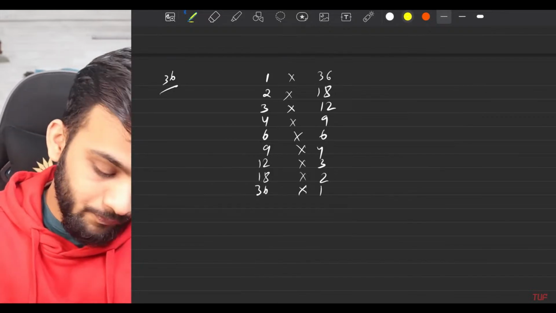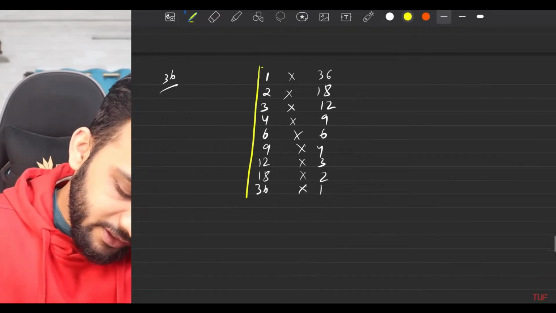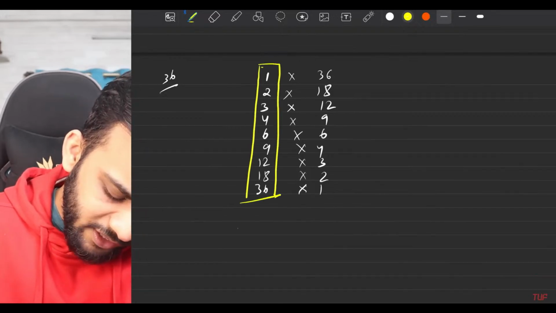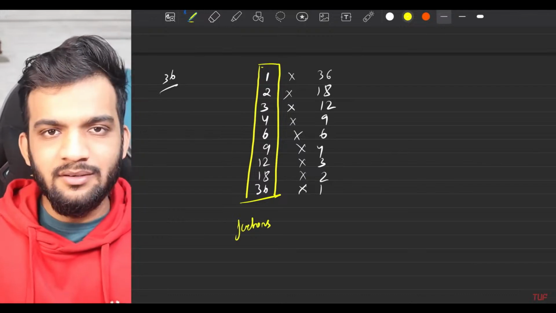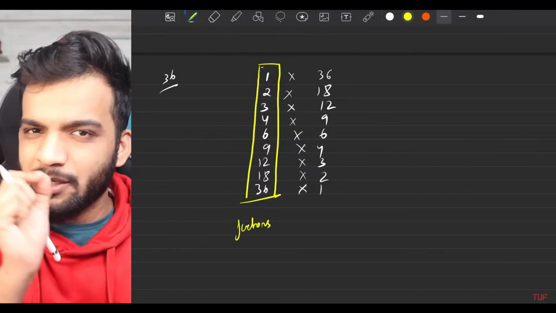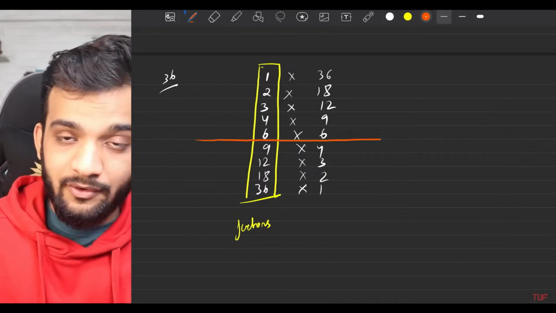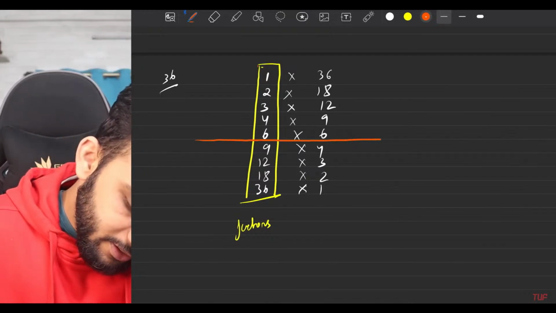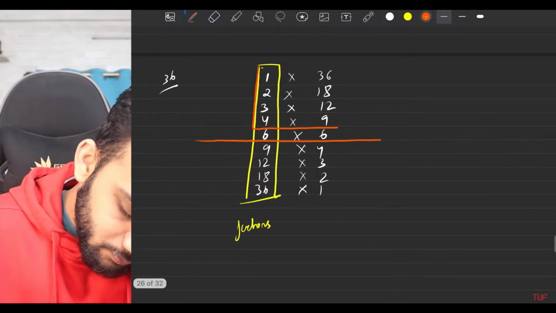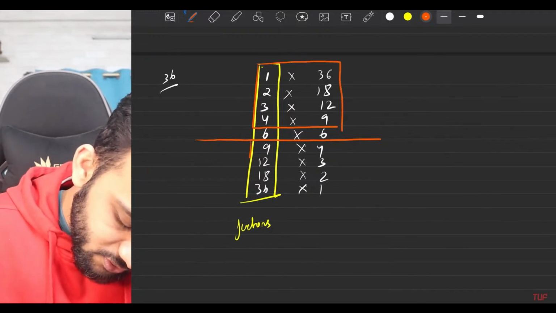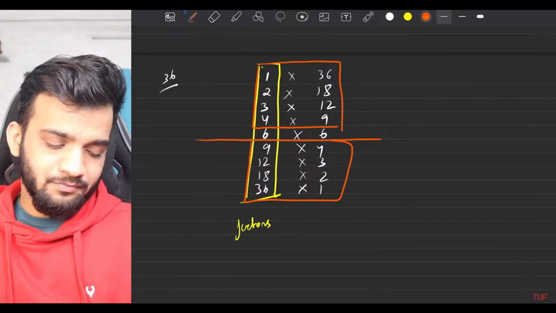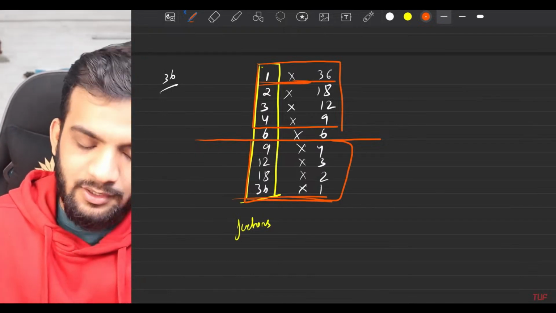So if I have to write all the factors, these are all the factors. These are definitely all the factors, right? But do you have a bit of observation? If I draw a line at this portion, and I take this, aren't they equal? 1 into 36, 36 into 1.